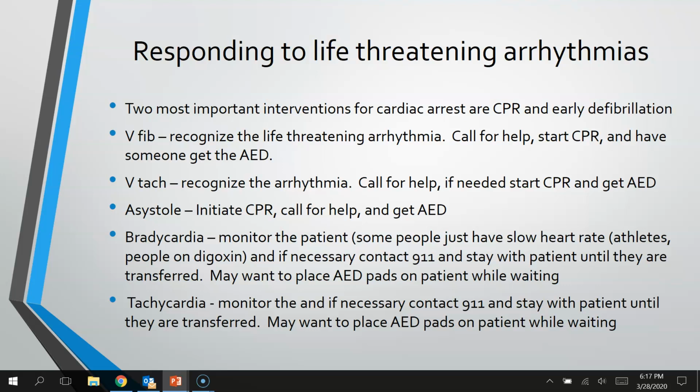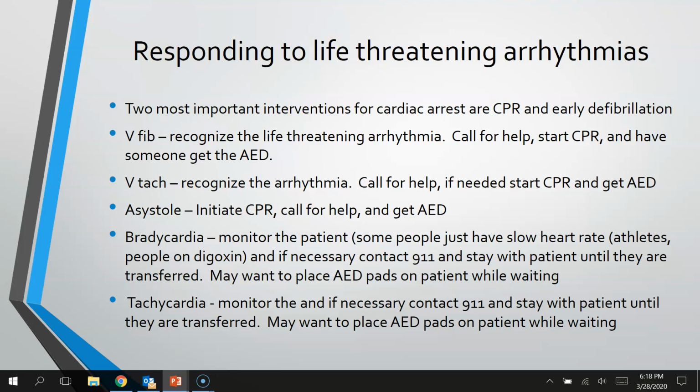Asystole is a no-brainer. We start CPR, call for help, get the AED. Bradycardia, we're going to monitor our patient. Again, we've talked about this. Athletes, people on digoxin, which is a heart medication, are going to have a slower heart rate. And so if we believe we need to call 911, we can. We're going to stay with the patient until they're transferred. If you are worried about them, if they normally have a high heart rate and they're now down in the 50s, you may want to put them on an AED just in case something happens.